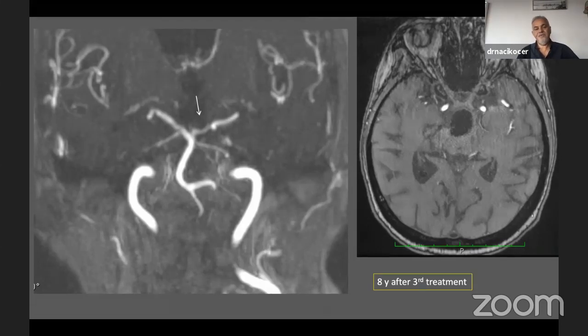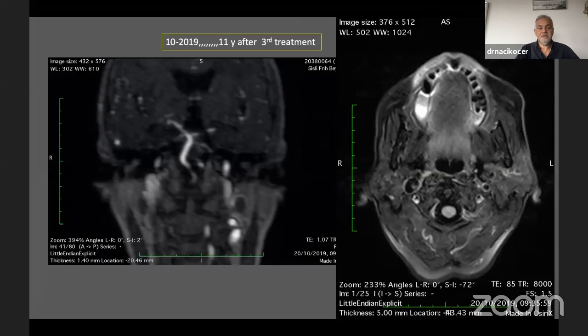Should we have fear after 8 years of the third treatment? Altogether it is something more than 10 years. Maybe you should follow this case. And this is the 11-year follow-up. Again, very stable occlusion. And again, the orifice of the P1 is still filling.